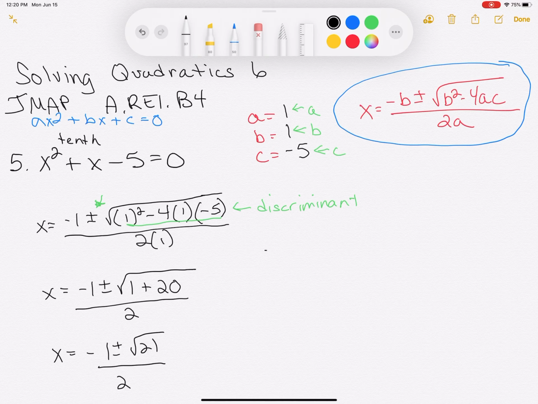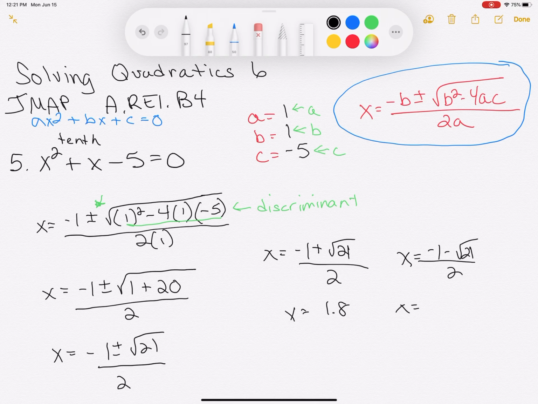So, separating those two solutions, one of them is -1 plus the square root of 21 over 2. The other one is -1 minus the square root of 21 over 2. And those decimals are going to come out to be 1.8 and -2.8 to the nearest tenth.